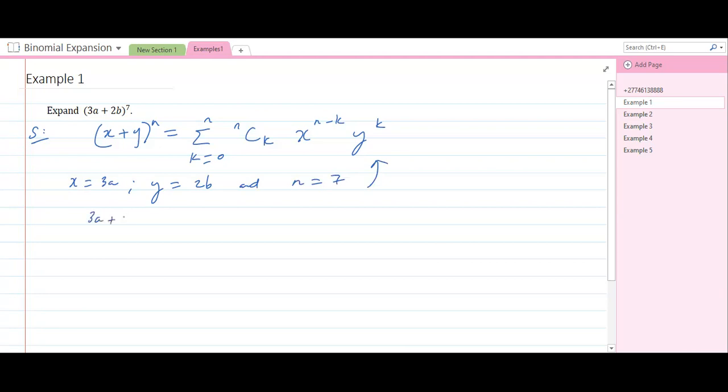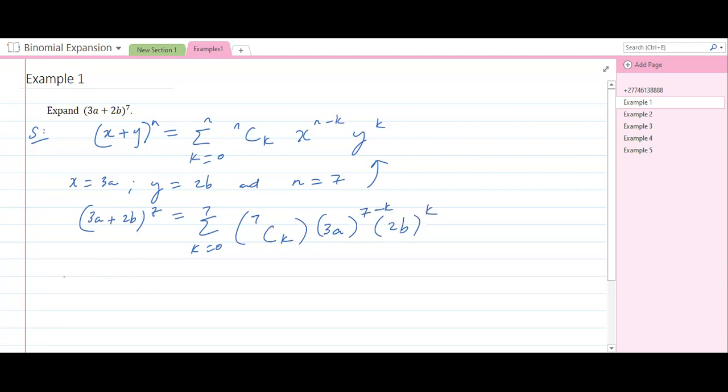(3a + 2b) to the power 7 is equal to the sum from k equals 0 to n, and n in this case is 7, so 7 choose k, x which is 3a, to the power 7 minus k, 2b to the power k.